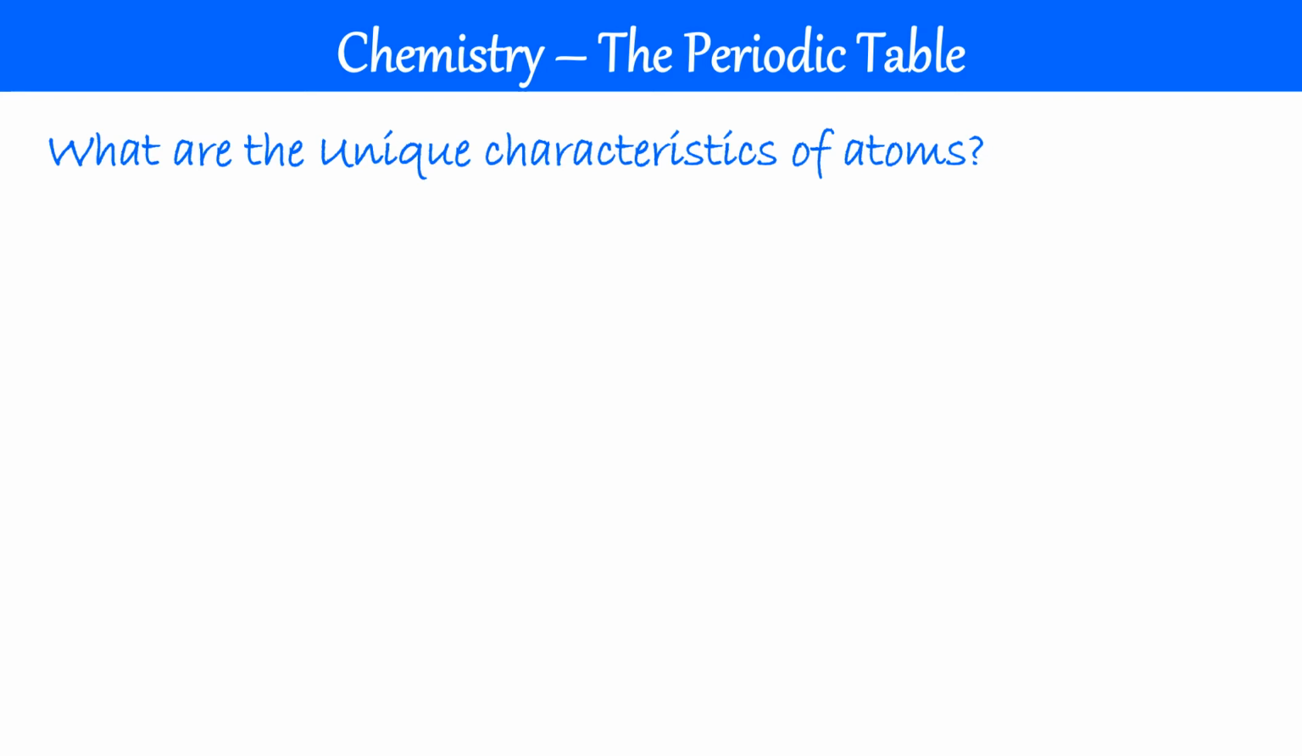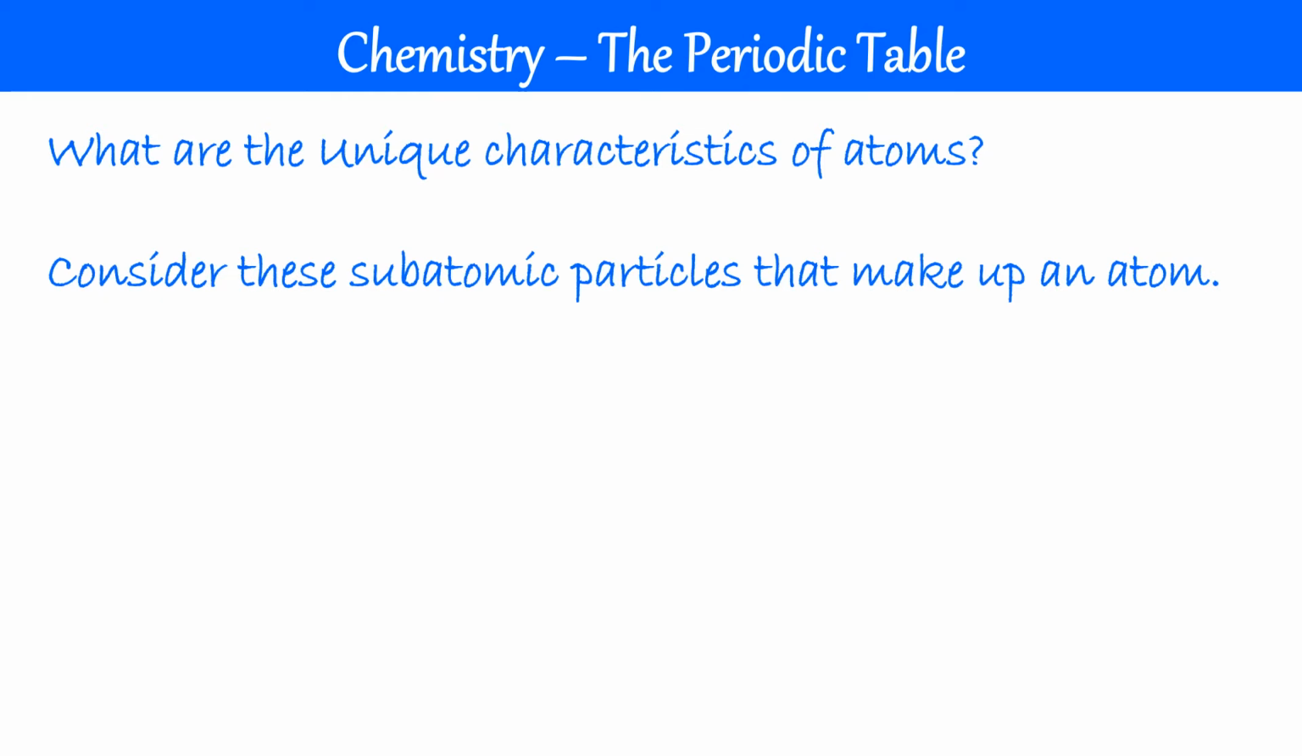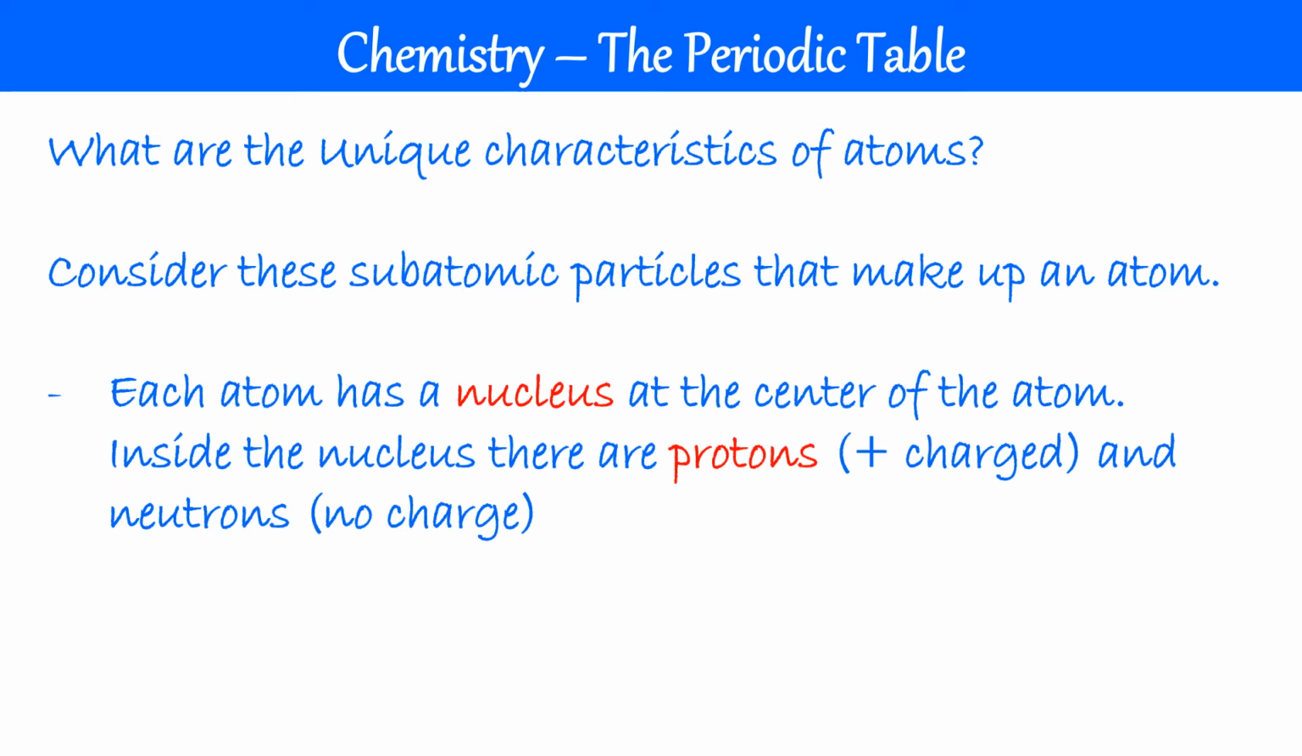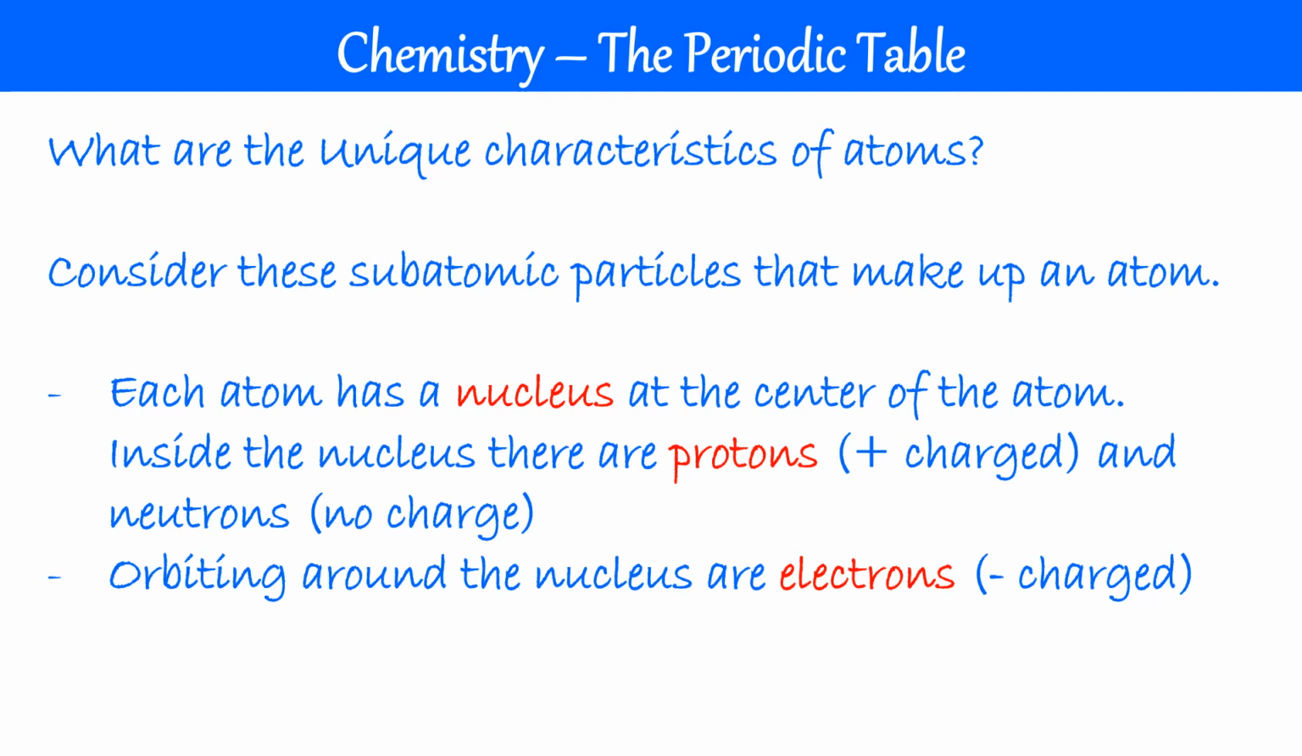What are the unique characteristics of atoms? Consider these subatomic particles that make up an atom. Each atom has a nucleus at the center of the atom. Inside the nucleus there are protons, which have a positive charge, and neutrons, which have no charge, or are neutral. Orbiting around the nucleus, like little bundles of energy, are electrons, which have a negative charge.